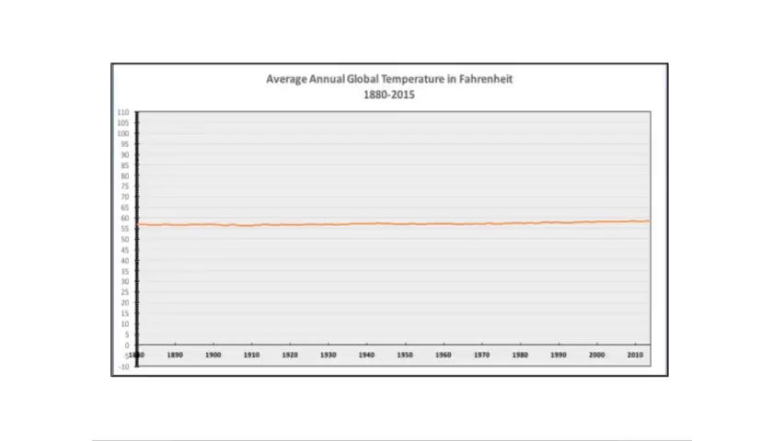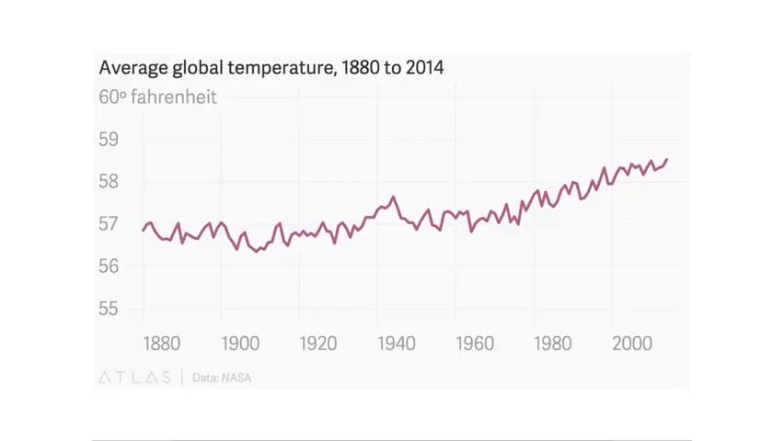This one's looking at global warming. So it looks like there's hardly any change because of the scale they've chosen over those years. But if they actually chose a scale that showed more data points, then it would look like this.